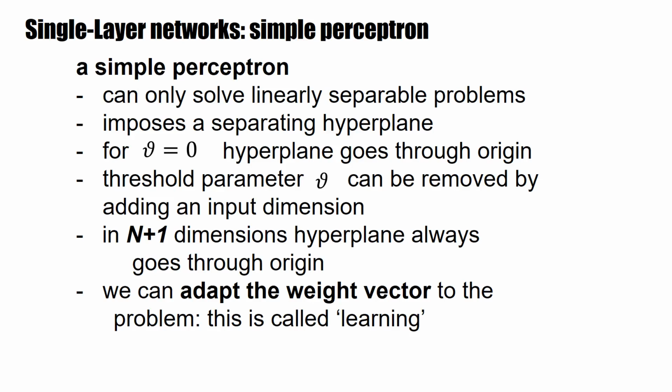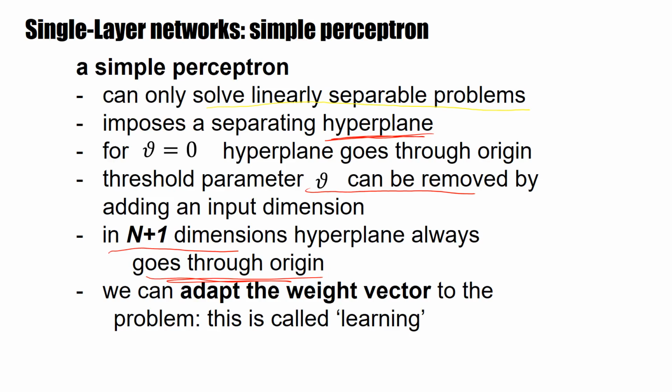So let me sum up. A single layer network is called a simple perceptron. And such a single perceptron can only solve linearly separable problems because it imposes a hyperplane. It's a discriminant function that's described by a linear equation, by a separating hyperplane. For theta equals 0, the hyperplane goes through the origin. The threshold parameter, normally we have theta non-equal to 0, so it would not go through the origin, but we can remove it. And then in n plus 1 dimensions, it always goes through the origin.